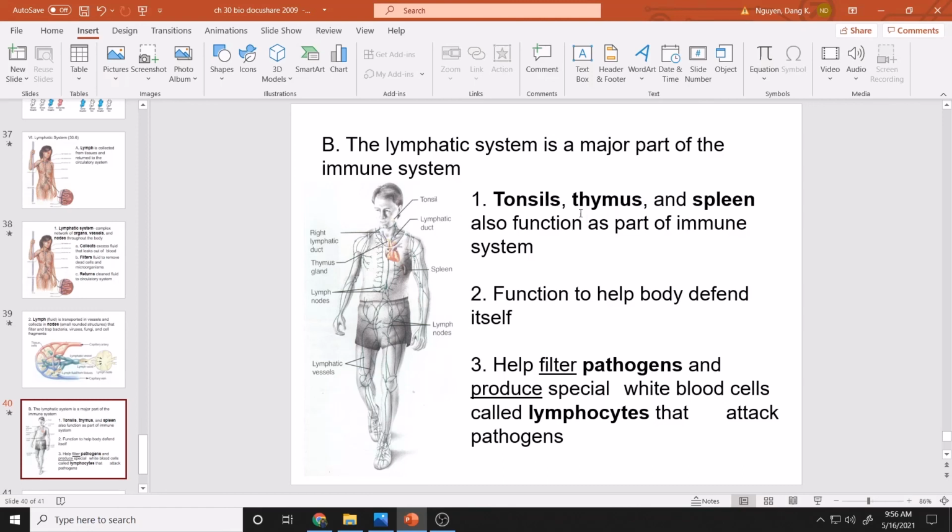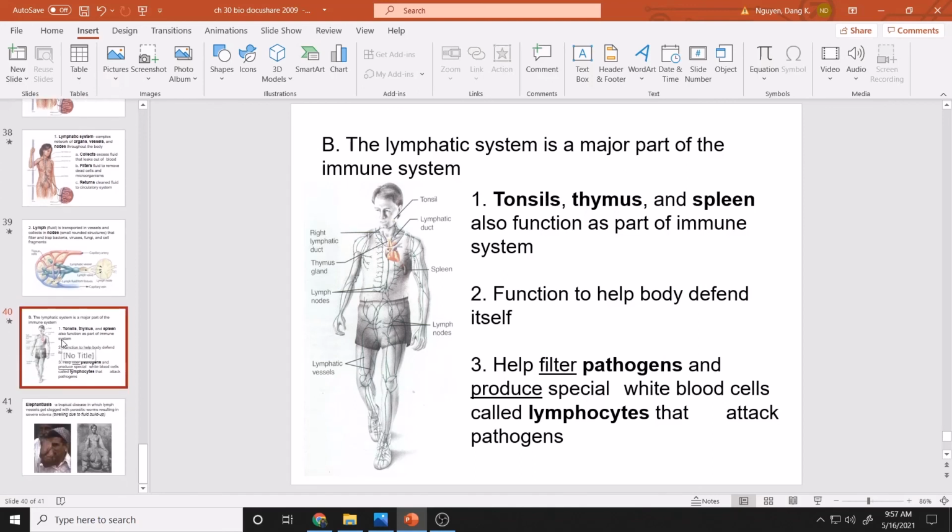Your tonsils, your thymus, and your spleen are also a part of the immune system, and it helps the body defend itself from pathogens. It filters pathogens, and it also produces white blood cells called lymphocytes that attack pathogens. So more on that later on once we get to the immune system. But again, the big takeaways are all of these organ systems are interconnected. You can't study them as isolated pieces, and that's because they help maintain homeostasis.